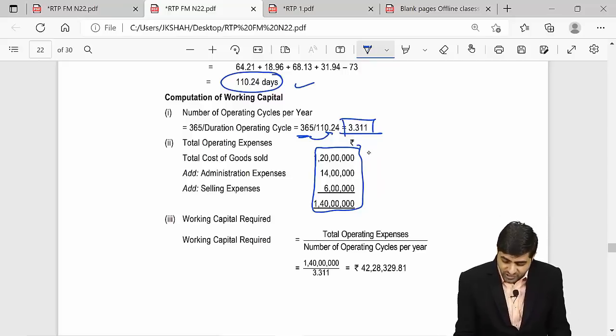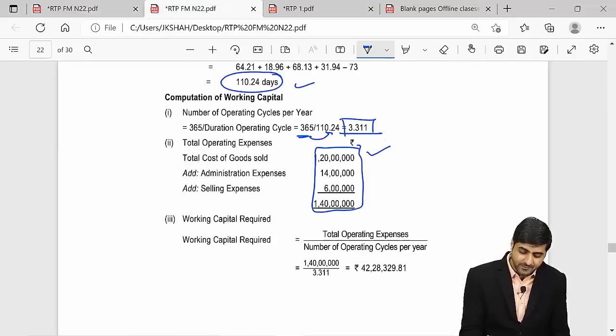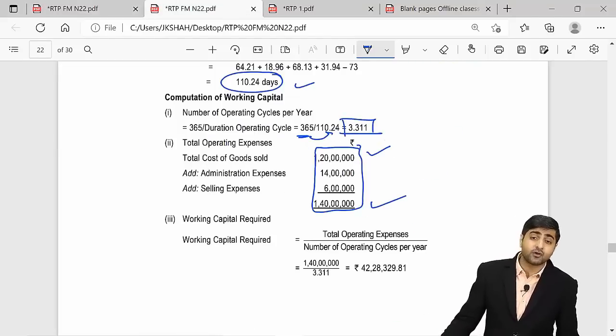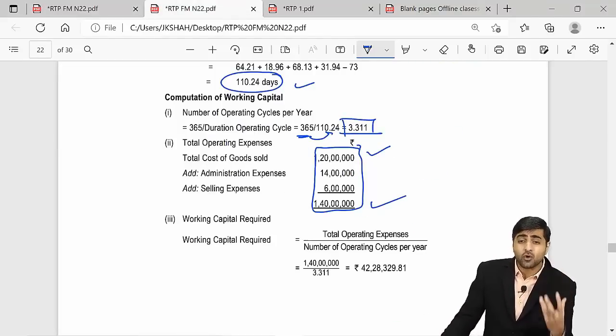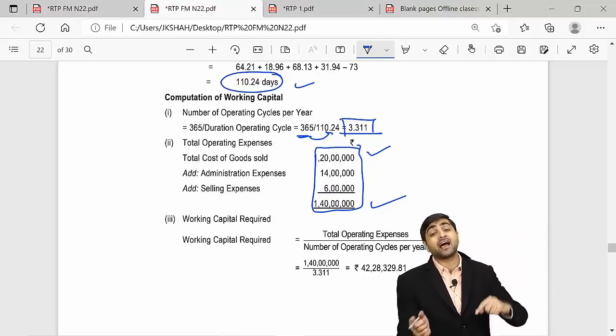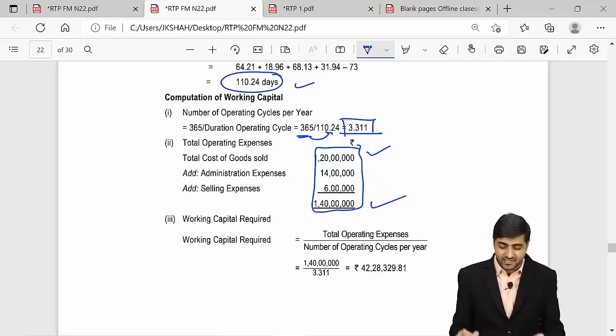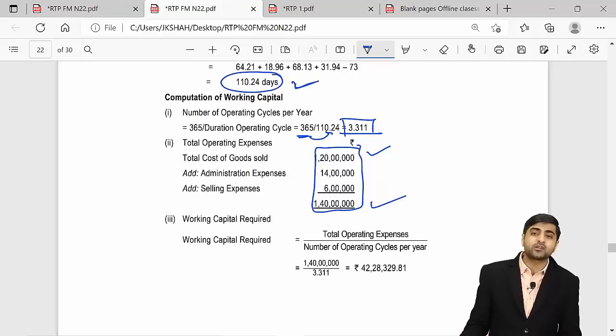So from your COGS, then you have added your P&L items, that is admin and selling. So you got this as 1 crore 40 lakhs. Now this is the total operating expenses on per annum basis. But we don't have to go to the bank and ask for 1 crore 40 lakhs of working capital, because your money is just getting blocked for 110.24 days.